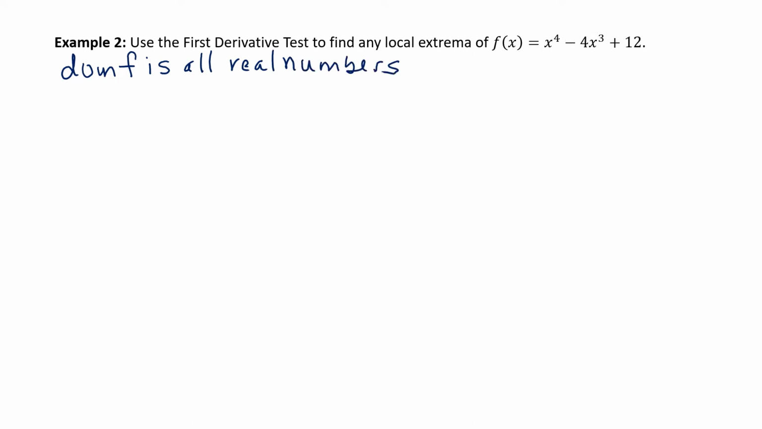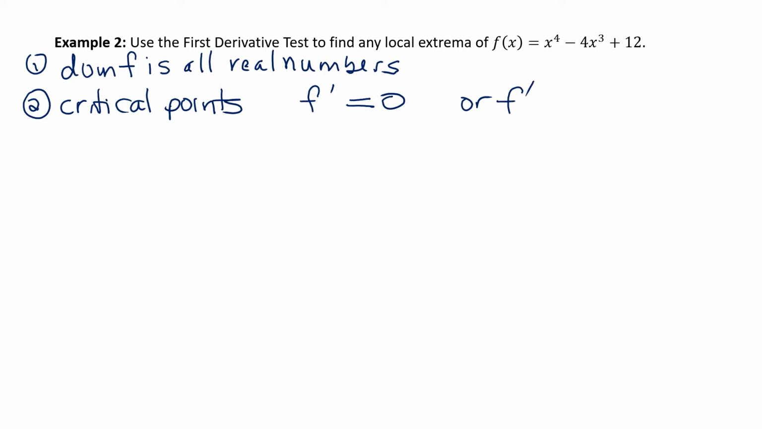Now, the next step in finding local extrema is to find critical points. You find critical points by first finding the derivative and determining the x values for which the derivative equals 0, or where the derivative might be undefined. Let's find the derivative.